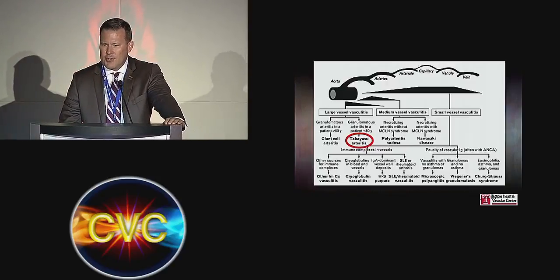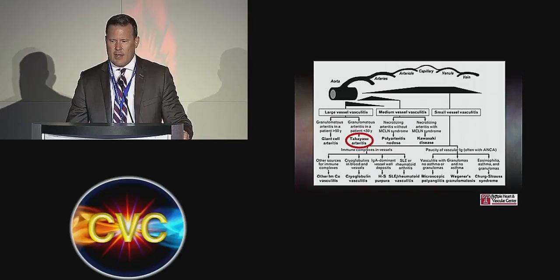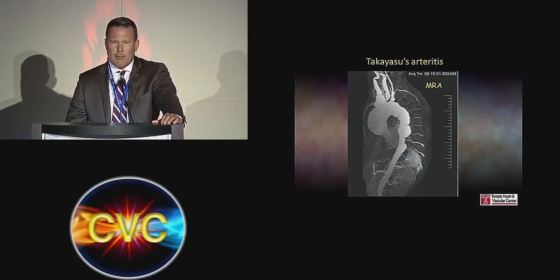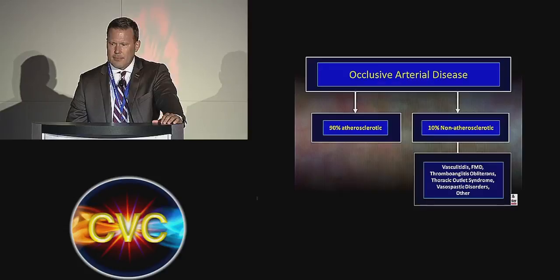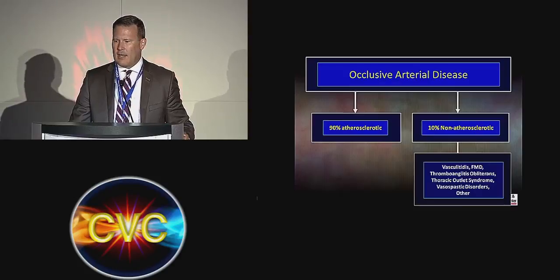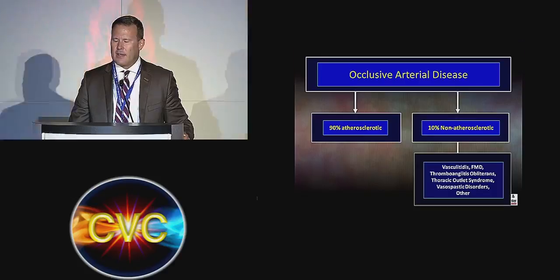Here are my disclosures. Just wanted to begin with a brief overview on Takayasu's arteritis. As many of you know, it's a large vessel vasculitis as compared to other processes that address medium and small vessel vasculitis. Here's an example of a patient that has diffuse vasculitis, both of the great vessels, the aortic arch, ascending aorta, and descending thoracic aorta. Once again, to put it in perspective, it is a subcategory of non-atherosclerotic occlusive arterial disease. Once again, 10% of the occlusive arterial disease are non-atherosclerotic in nature.